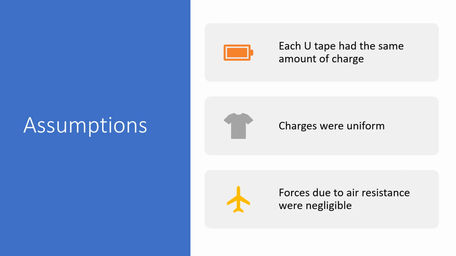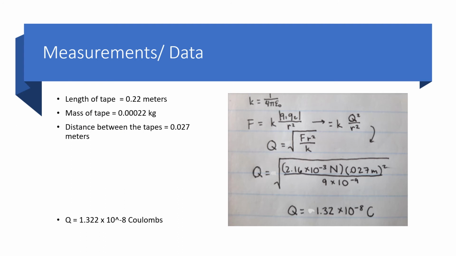To make the models for this lab, we assume that each piece of tape had the same amount of charge, that the charges were uniform, and that forces due to air resistance were negligible. To go over some data, the length of the tape was 0.22 meters, the mass of the tape was 0.00022 kilograms, the distance between the tapes was 0.027 meters, and we know from Newton's second law that the magnitudes of the electric and gravitational forces will equal each other. So we use this in Lab 1 to find the estimated charge on each piece of the tape, as you can see, to be 1.322 times 10 to the negative 8 coulombs.